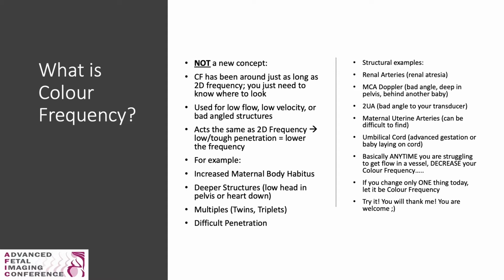Examples of this would be increased maternal body habitus, deeper structures such as a head that is low in the pelvis or a heart that is down, multiples with twins and triplets with one being hard to get to, or difficult penetration. Structural fetal examples would be the renal arteries in cases of looking for renal atresia, MCA Doppler where there's a bad angle or it's deep in the pelvis or behind another baby, two umbilical arteries where there's a bad angle to your transducer, maternal uterine arteries which can be difficult to find, and the umbilical cord with advanced gestational age or baby laying on the cord.